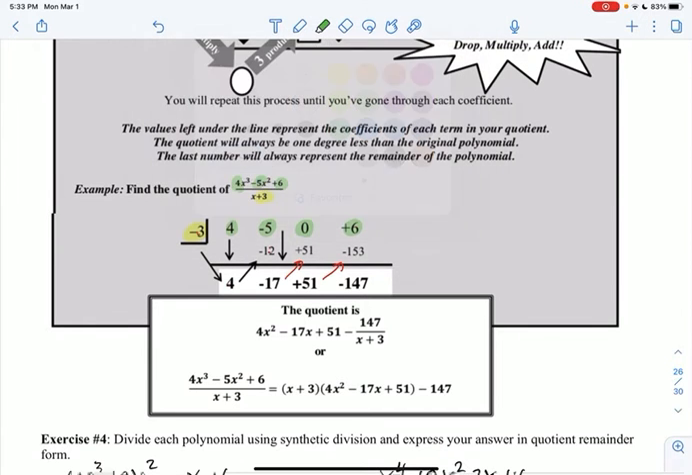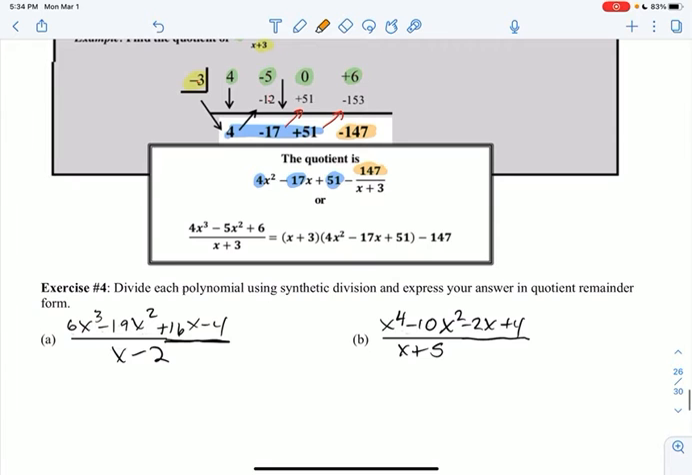These numbers here become my answer, the quotient. See how those numbers came here? And then this number here is the remainder. So basically, synthetic division is you're doing division, technically, just using those coefficients in front. You're not using the x's at all. All right, and that's my answer.